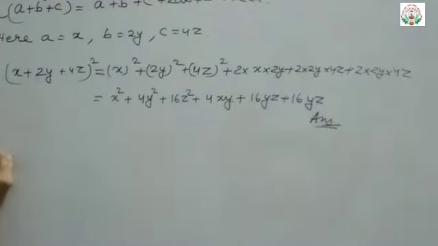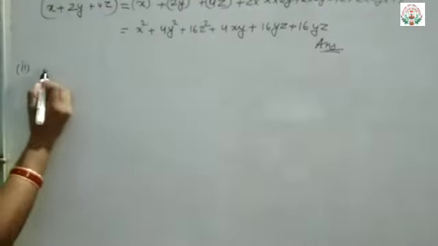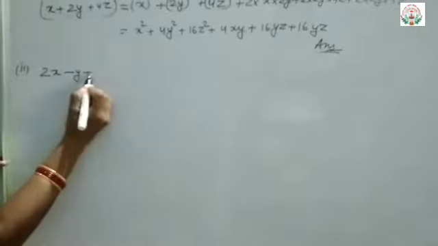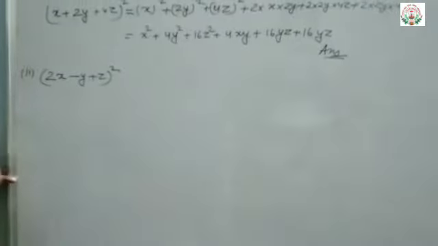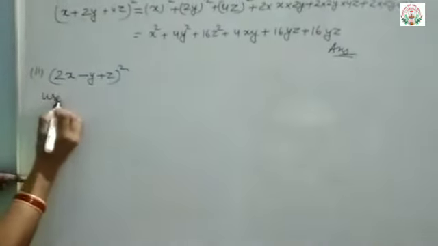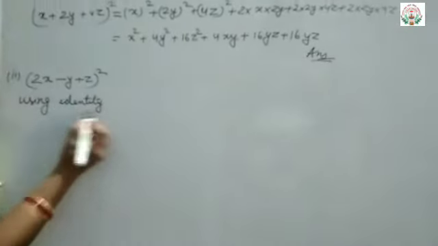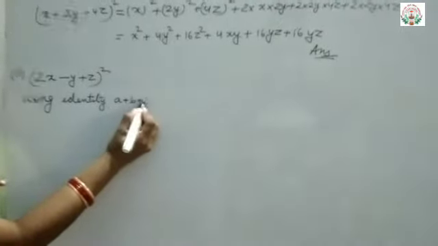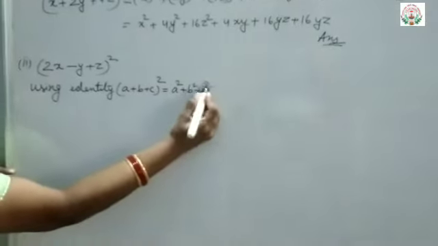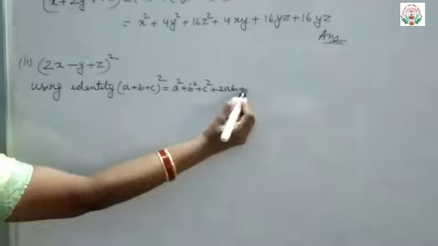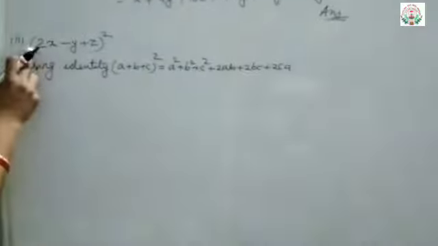Okay, same way the second one. Now let us begin our second question. Second question is 2x minus y plus z. Same formula, a plus b plus c. So you can write using identity a plus b plus c whole square, that is equals to a square plus b square plus c square plus 2ab plus 2bc plus 2ca. Okay, this identity we are going to use here.